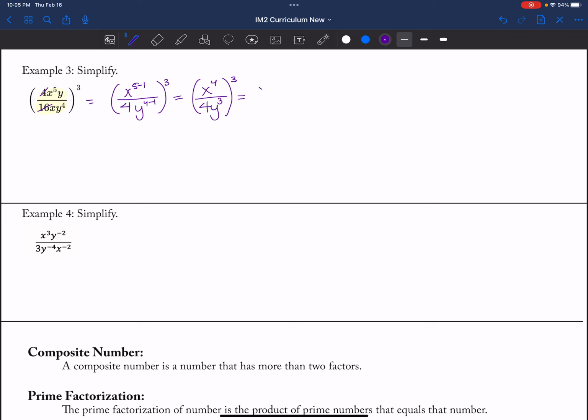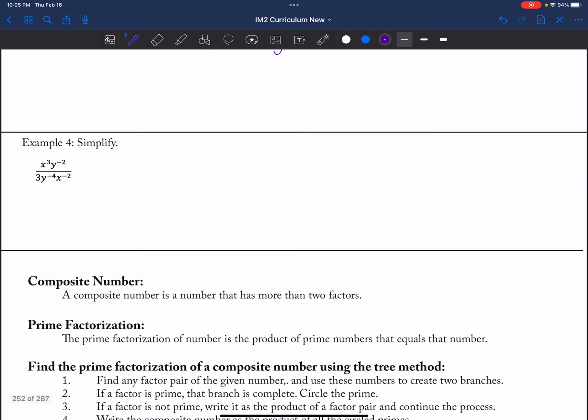So then I get x to the 4 times 3 in the numerator, and then 4 cubed, and then y to the 3 times 3 in the bottom. So this gives me x to the 12th over 64y to the 9th.